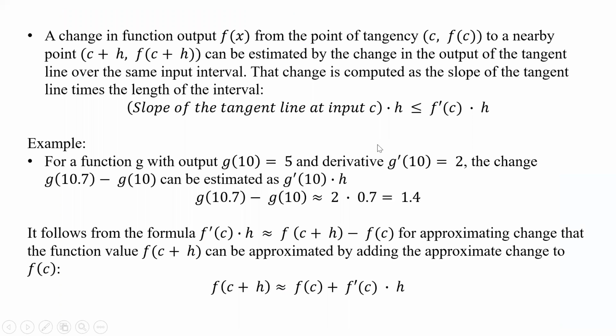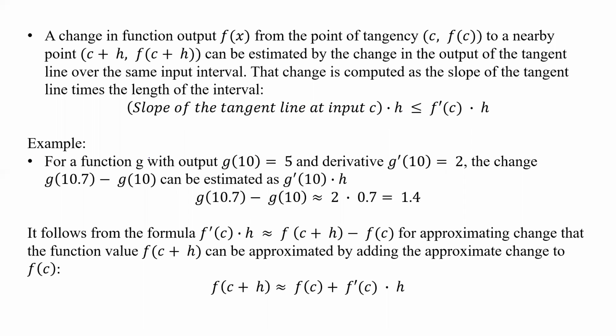So a change in the function output f of x from the point of tangency, c, f of c, to a nearby point, c plus h, f of c plus h, so that's going to be out here, is going to be estimated by the change in the output of the tangent line over that same input interval. Okay, so the change is computed as the slope of the tangent line times the length of that interval. So we're going to do the slope times that length, and that's going to be approximately the derivative at c times h. So we're going to kind of start interchanging.